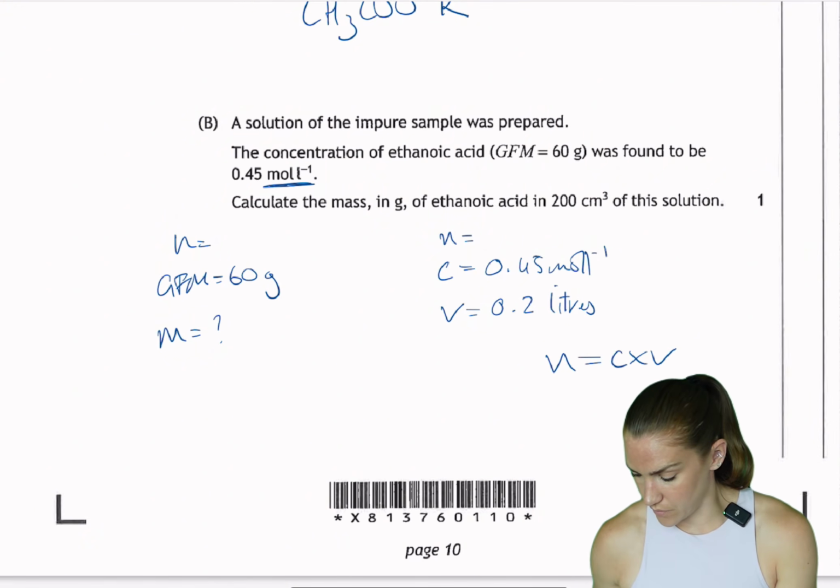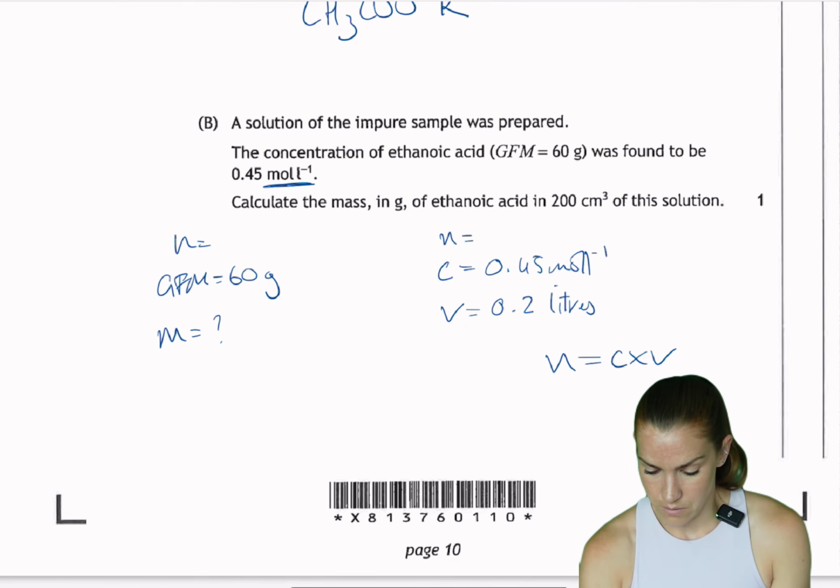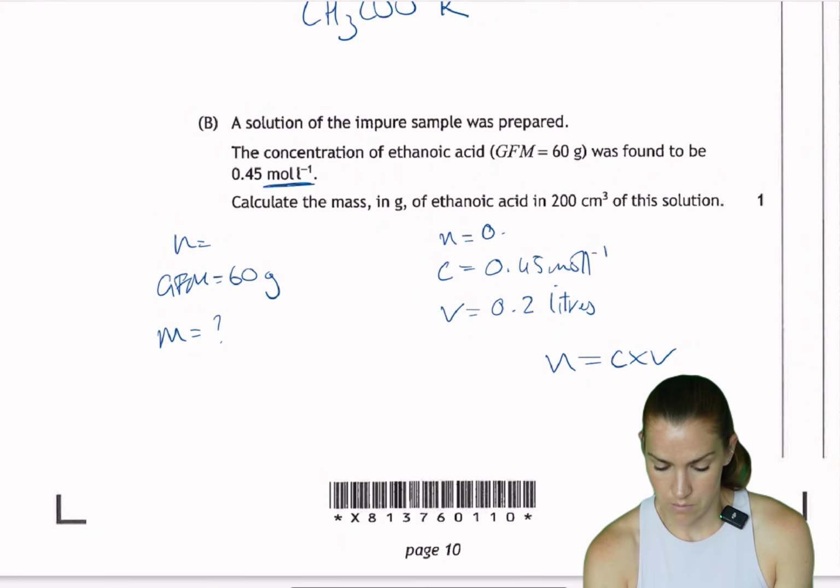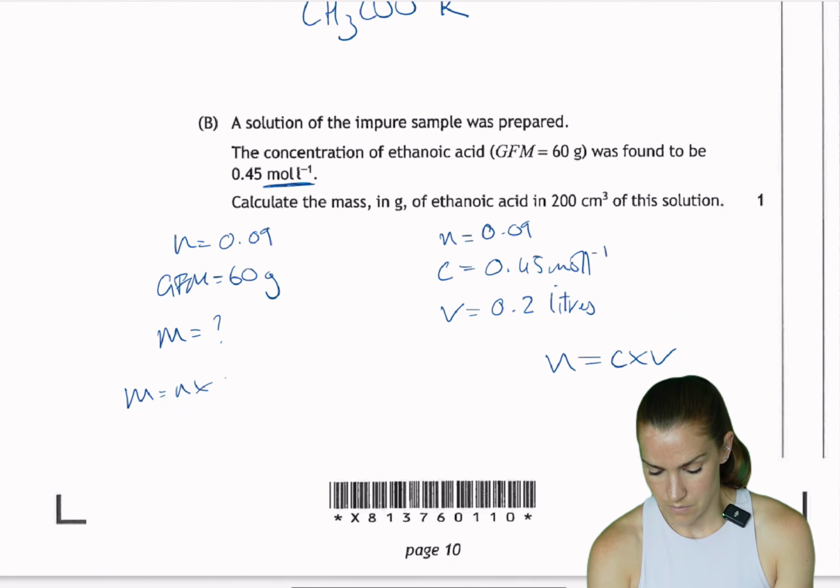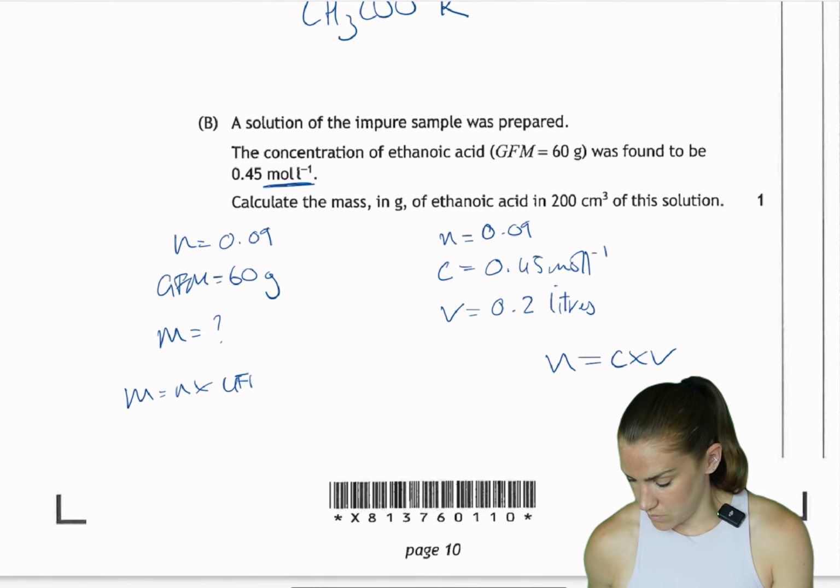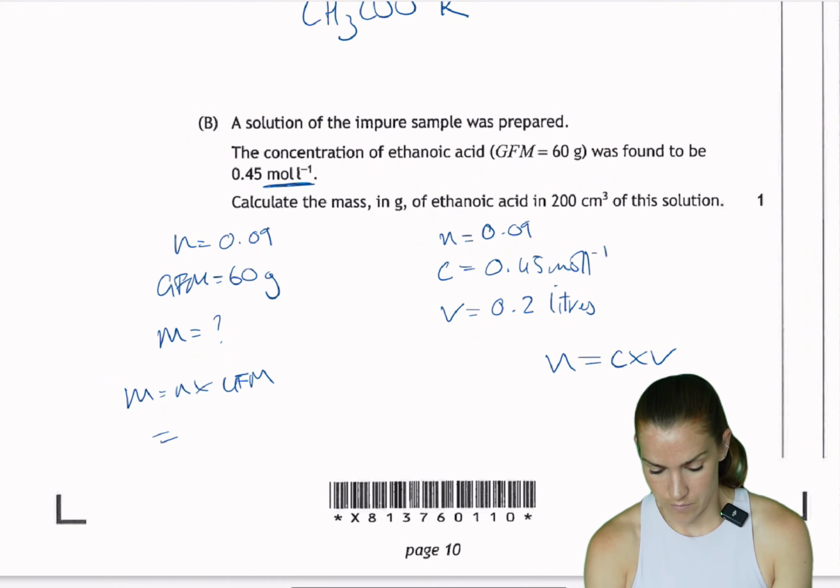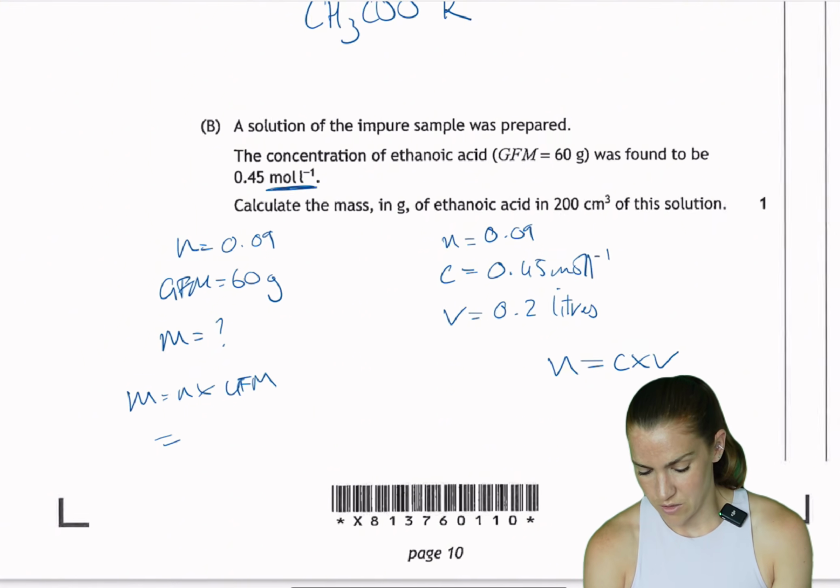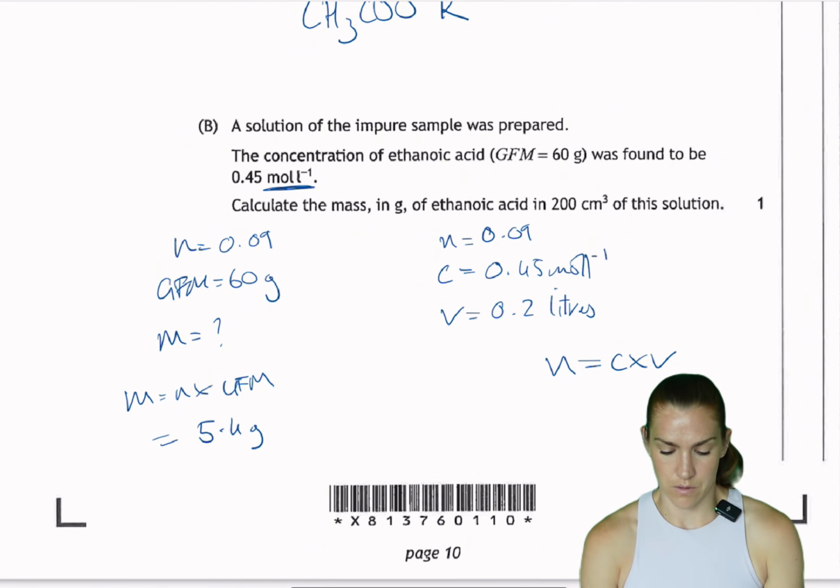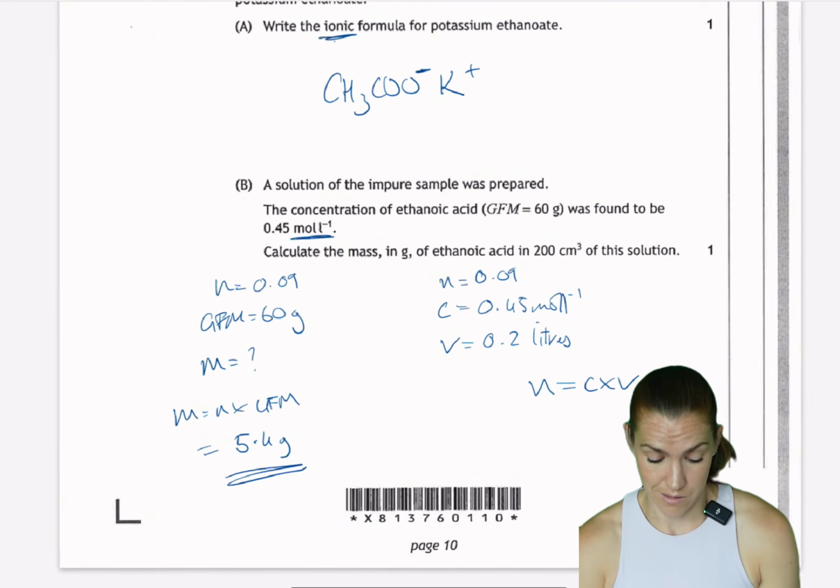So 0.45 times by 0.2, and that gives us 0.09, so that would be 0.09 moles of that. And then M is N times GFM. So 0.09 times 60. So 5.4 grams. These questions come up more in National 5 level, to be honest, so we've been a bit nice here.